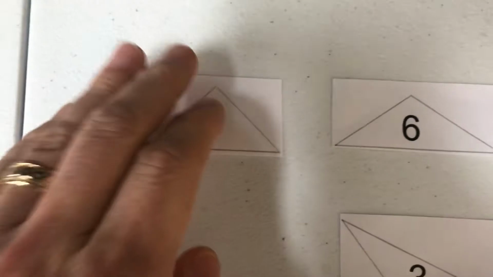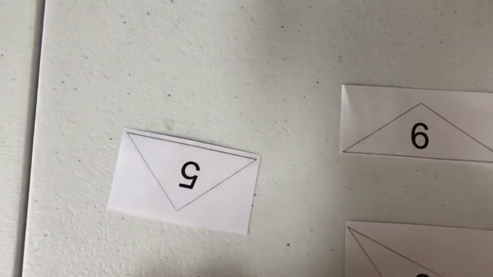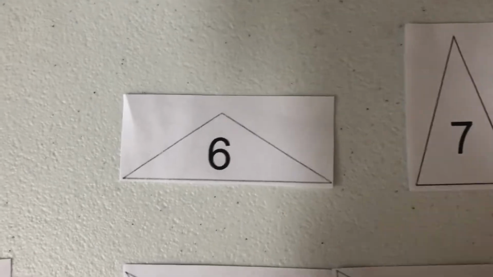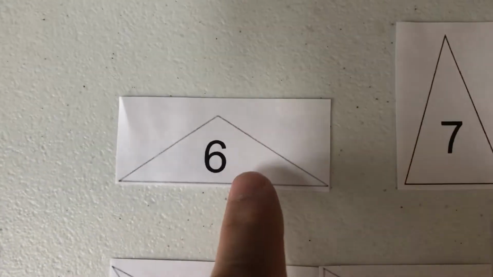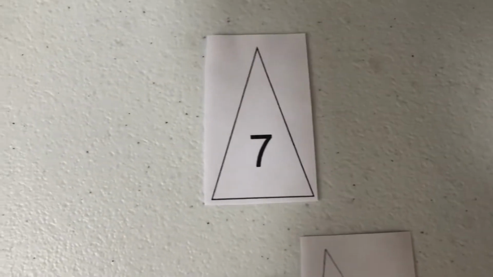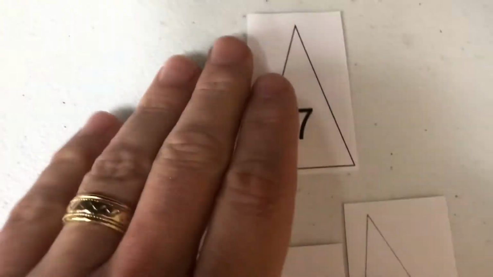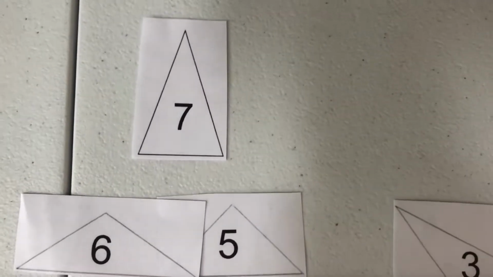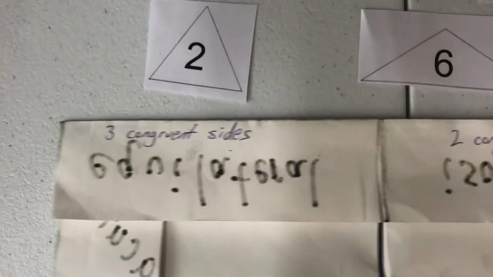All right, triangle 5. So it looks like these 2 sides right here are congruent, but that one's longer. I'd put that in this category, 2 congruent sides. Looks like triangle 6 is like that too. 2 congruent sides, so that one's longer, so 2 congruent sides. Let's look at triangle 7. So it looks like that one would fit in that category as well, right? So 2 congruent sides.